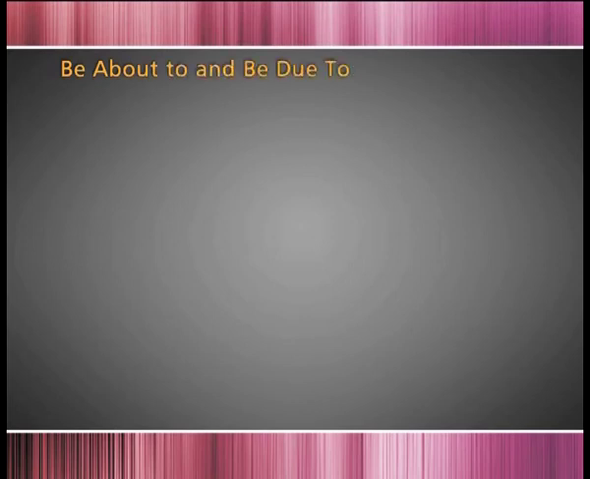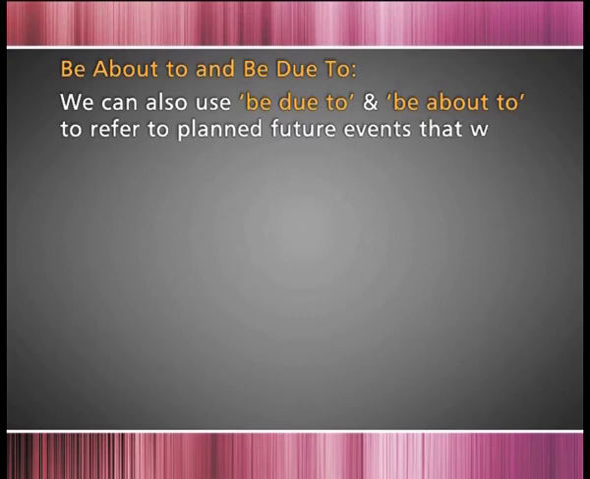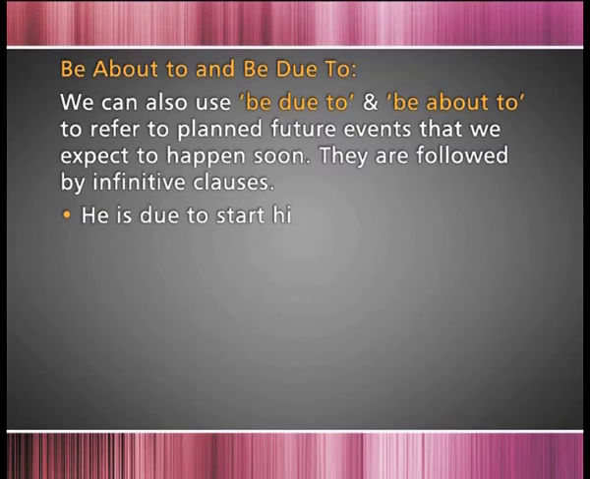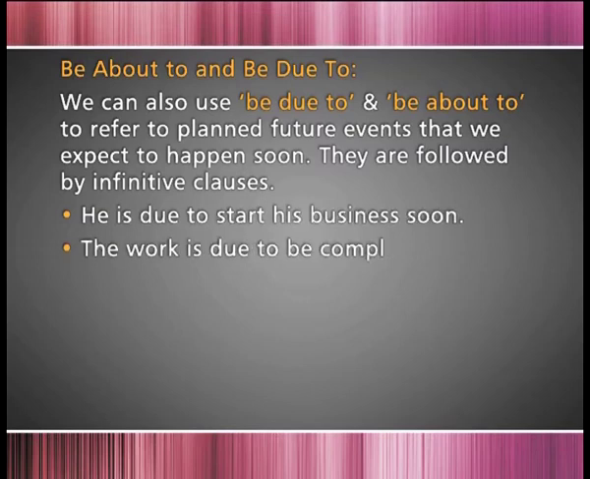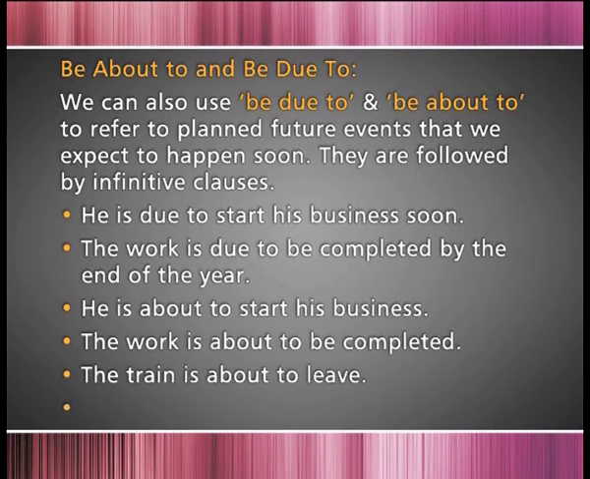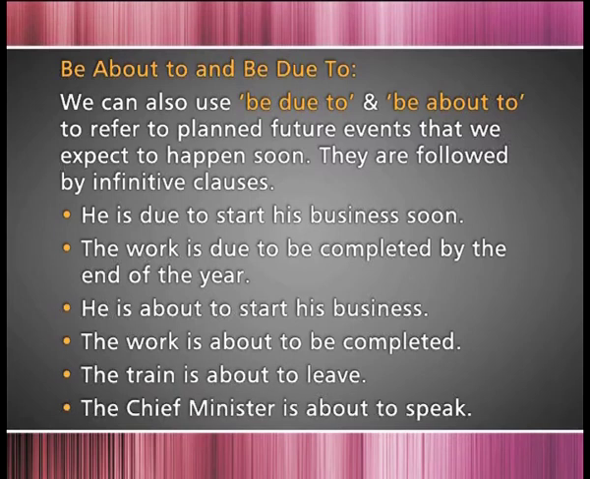Be about to and be due to. We can also use be due to and be about to refer to planned future events that we expect to happen soon. They are followed by infinitive clauses. He is due to start his business soon. The work is due to be completed by the end of the year. He is about to start his business. The work is about to be completed. The train is about to leave. The chief minister is about to speak. This construction be about to plus verb expresses events whose happening is imminent, that is, which are likely to happen in a very short while.